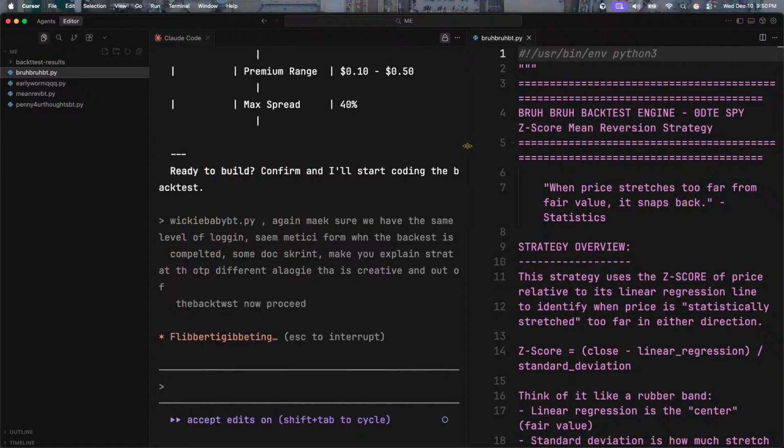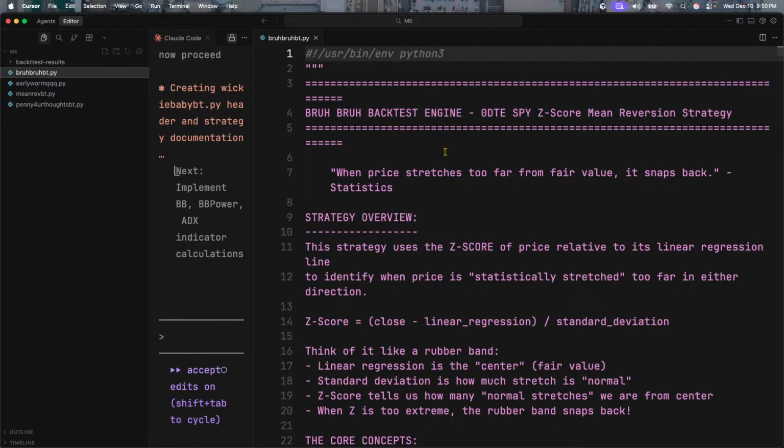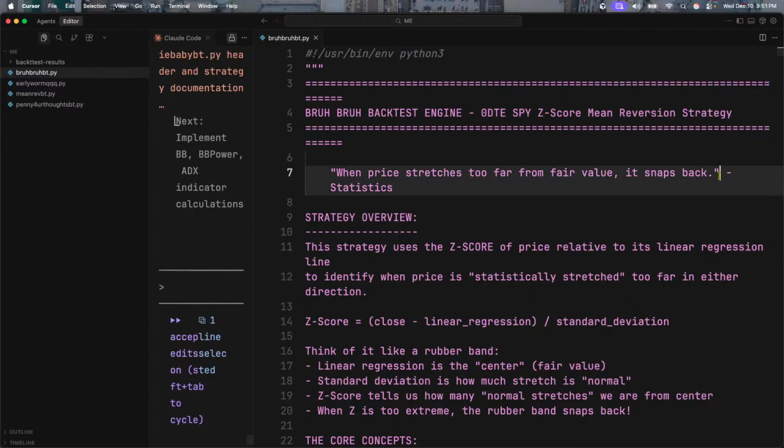All right, so let's look at one of our backtests. This is another backtest that I've created. I was just working on a few things, and I think I created this maybe a few weeks ago. And this is a backtest that does 0 DTE Z-score mean reversion. So it's still a mean reversion strategy, right? When the price is stretched too far from the fair value, it snaps back.